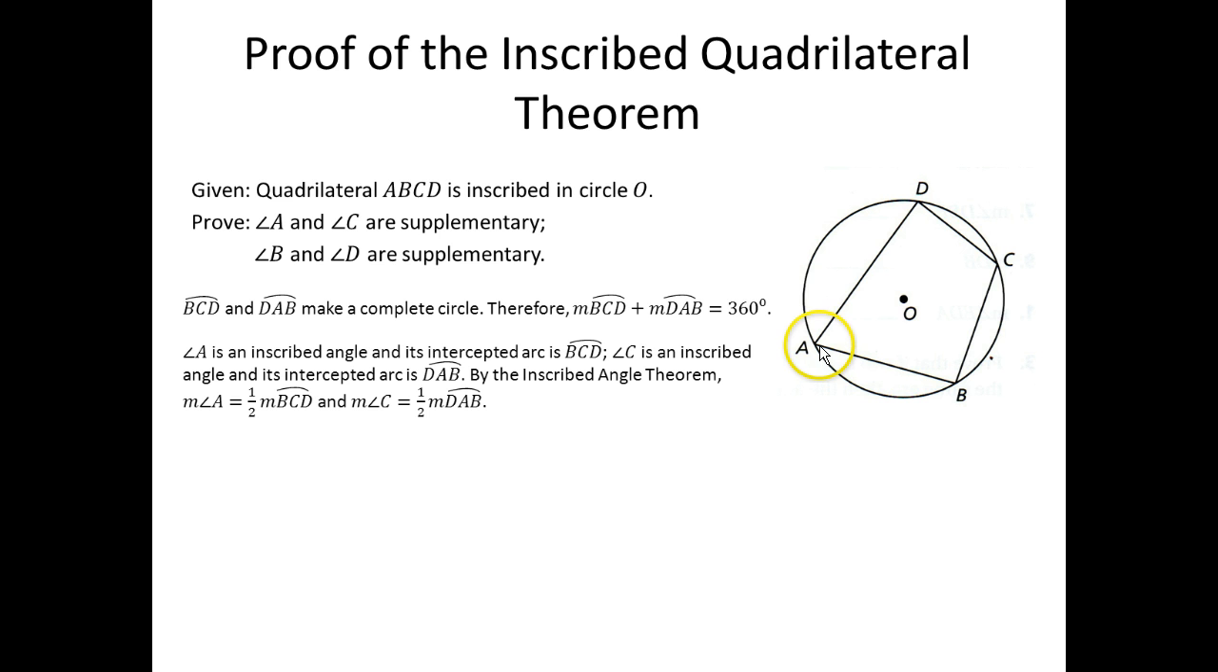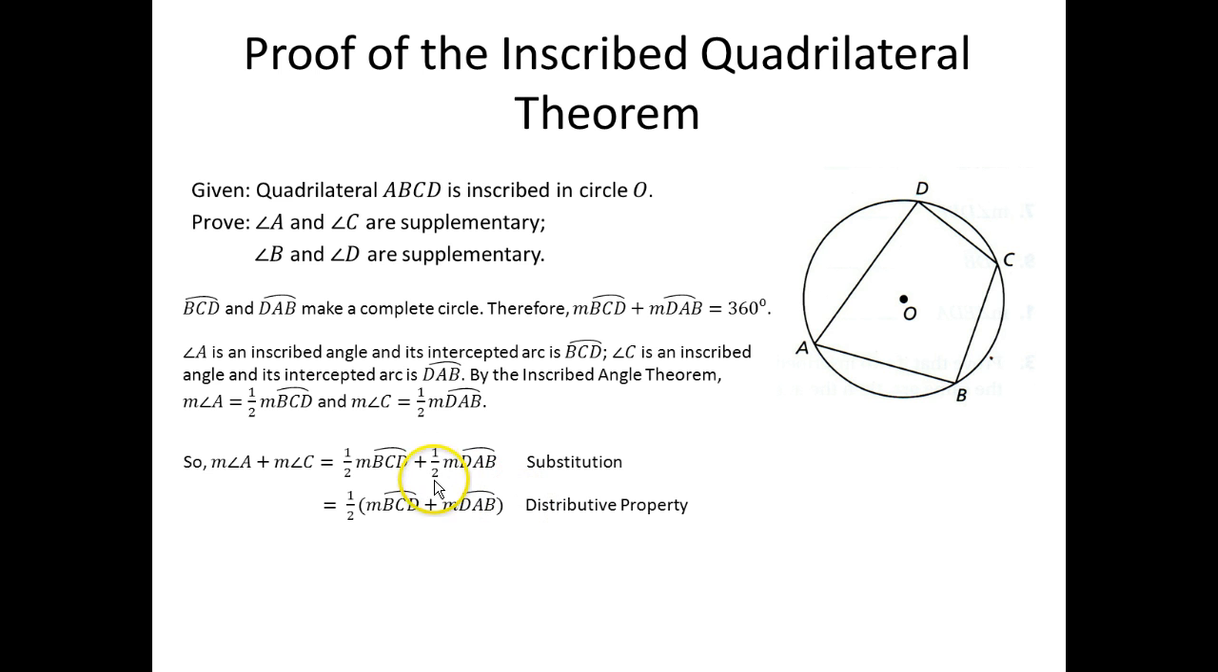Now notice that angle A is an inscribed angle and its intercepted arc is BCD. Also notice that angle C is an inscribed angle and its intercepted arc is arc DAB. By the inscribed angle theorem then, the measure of angle A is exactly half of its intercepted arc, and the measure of angle C is exactly half of its intercepted arc. Now if I substitute this in, the measure of angle A plus the measure of angle C has to be equal to 1/2 the measure of arc BCD plus 1/2 the measure of arc DAB. And this is just substituting in from the previous facts here.